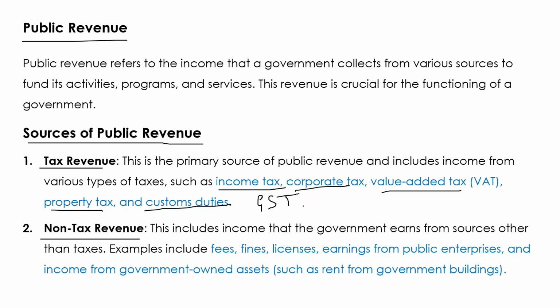And next one is non-tax revenue. This includes income that the government earns from sources other than taxes. Examples include fees, fines, licenses, earnings from public enterprises, and income from government owned assets such as rent from government buildings. So not only will the government earn through tax revenue, non-tax revenue is also important for the government. And we can see fees, fines.